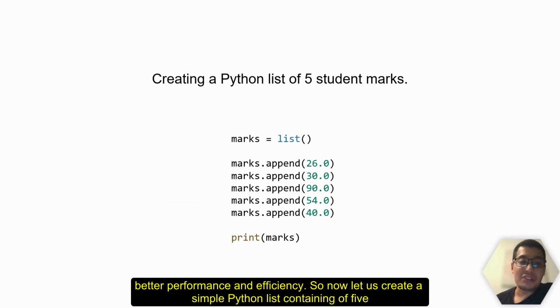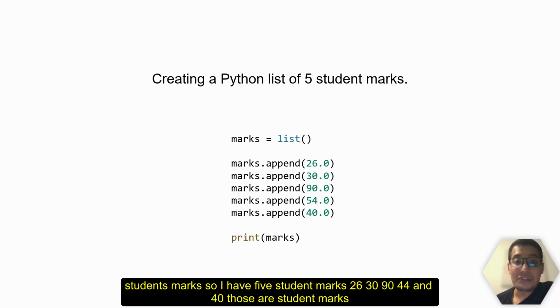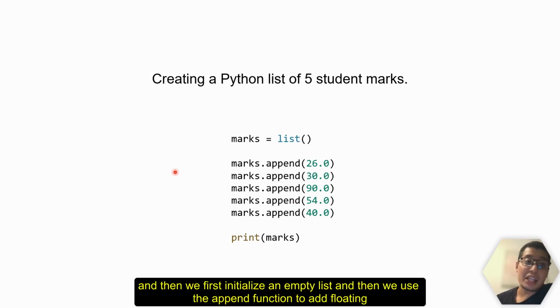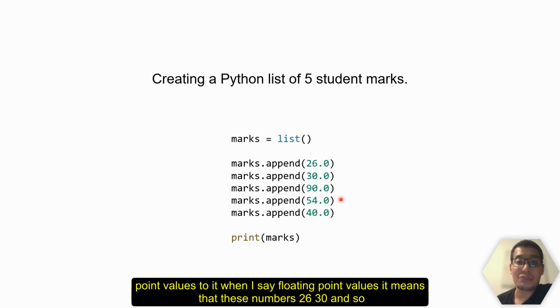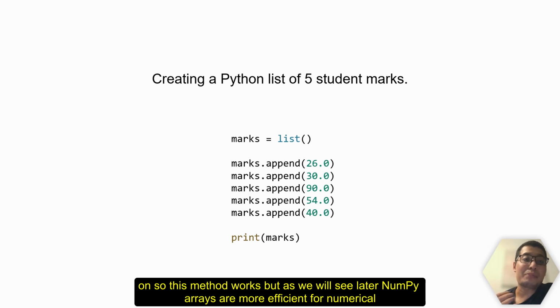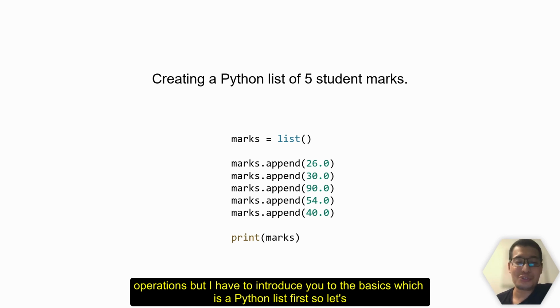Now let us create a simple Python list containing 5 students' marks. So I have 5 student marks: 26, 30, 90, 54, and 40. Those are the student marks. We first initialize an empty list, and then we use the append function to add floating point values to it. When I say floating point values, it means these numbers, 26, 30, and so on. This method works, but as we will see later, NumPy arrays are more efficient for numerical operations. But I have to introduce you to the basics, which is the Python list first.